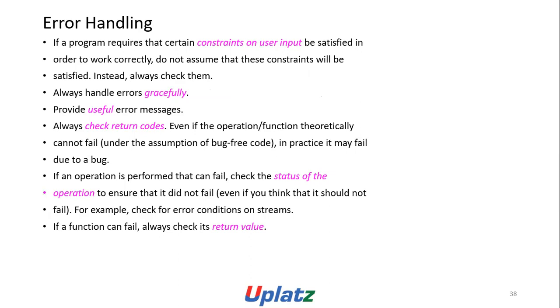Error handling: if a program requires that certain constraints on user input be satisfied in order to work correctly, do not assume that these constraints will be satisfied. Instead, always check them, always handle errors gracefully, provide useful error messages, and always check return codes, even if the operation theoretically cannot fail under the assumption of bug-free code. In practice, it may fail due to a bug. If an operation is performed that can fail, check the status of the operation to ensure that it did not fail, even if you think that it should not fail. For example, check for error conditions on streams. If a function call can fail, always check its return value.